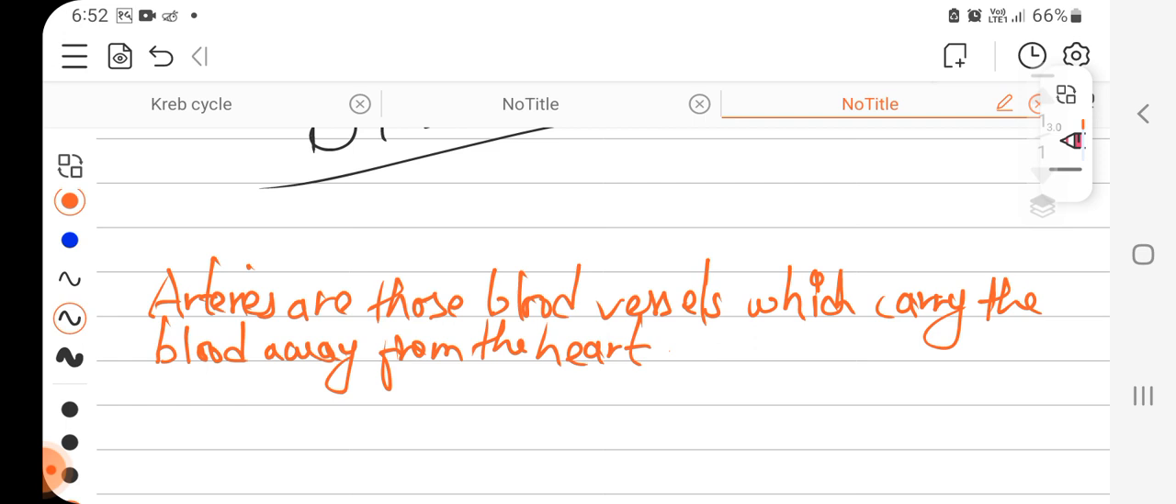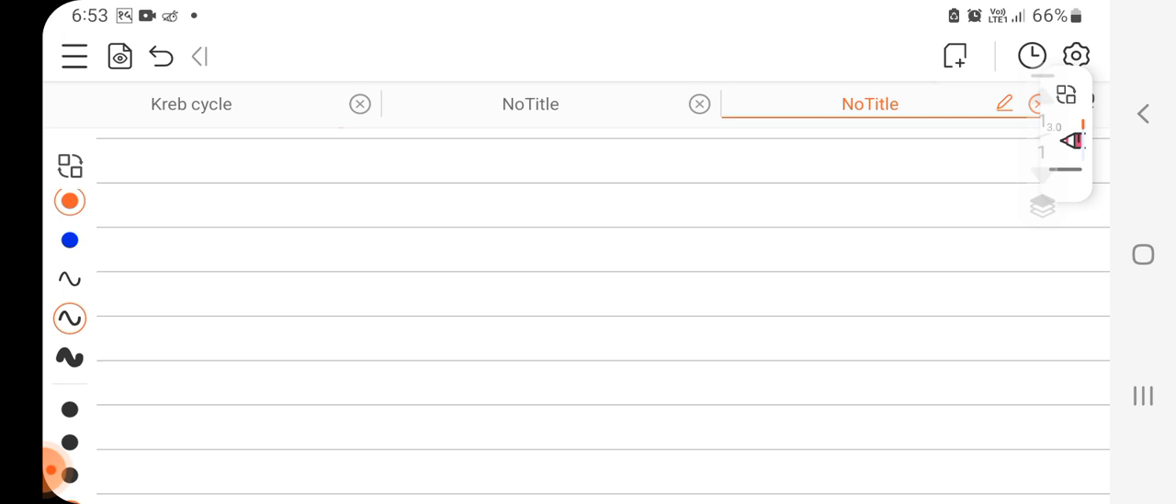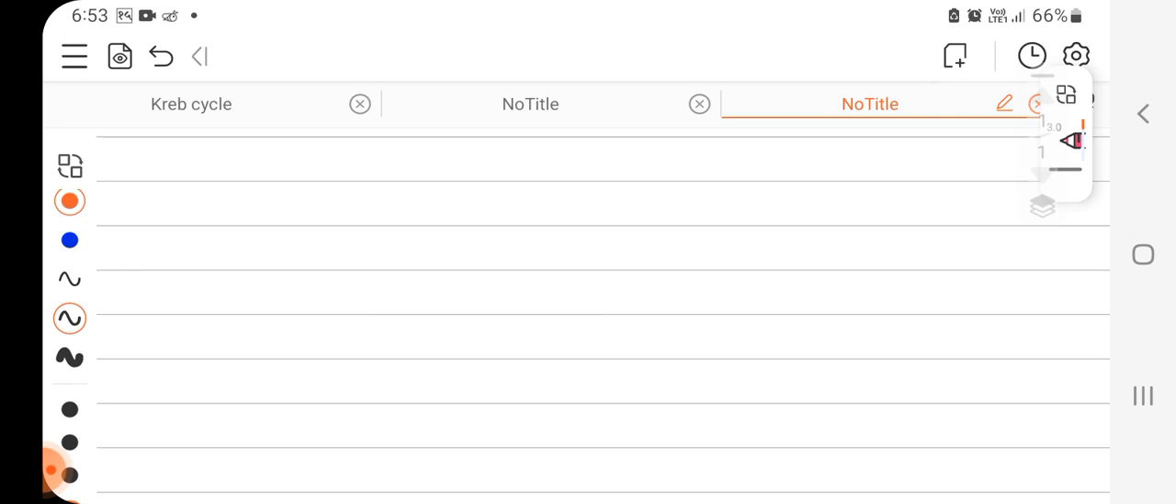Today we are going to make the arterial network system of the human body. This is the main topic for those students who are going to appear in CEE as well as NEB, because it has been taken from the NEB course. Let's move on. You have to follow each and every step carefully.